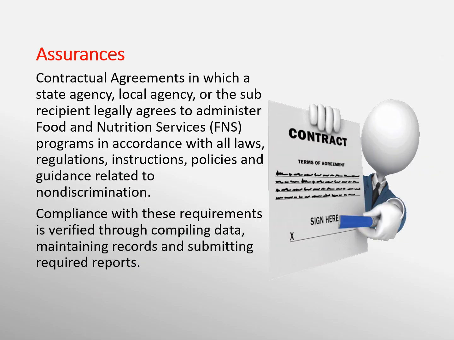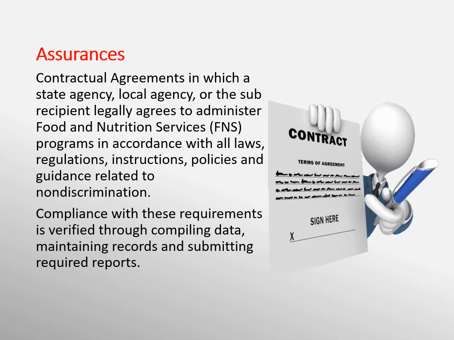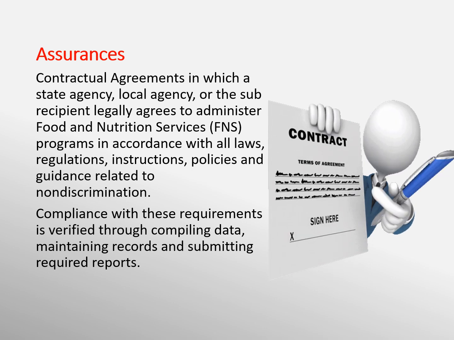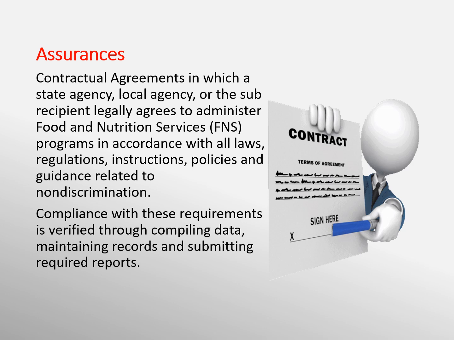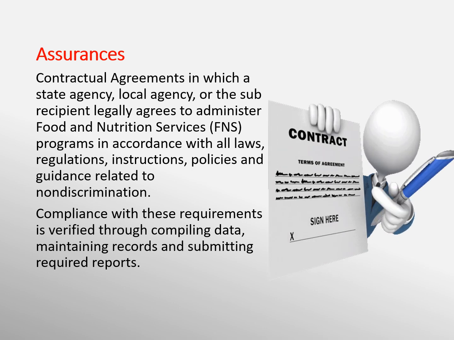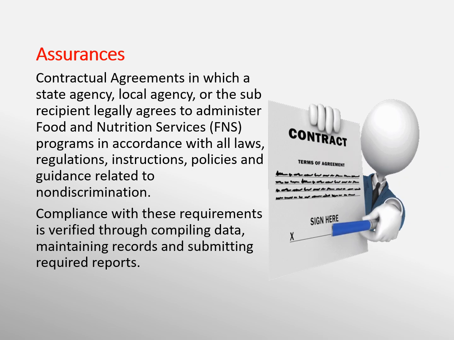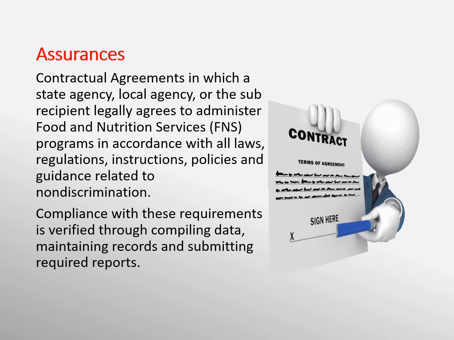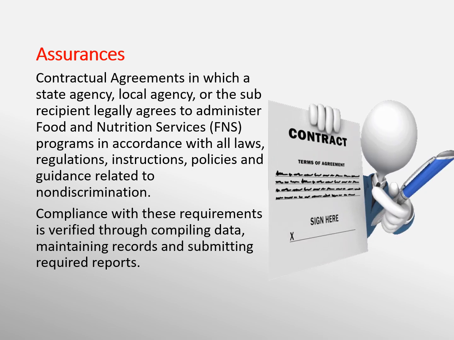Assurances are contractual agreements in which a state agency, local agency, or the sub-recipient legally agrees to administer food and nutrition services programs in accordance with all laws, regulations, instructions, policy, and guidance related to non-discrimination. Compliance with these requirements is verified through compiling data, maintaining records, and submitting required reports.